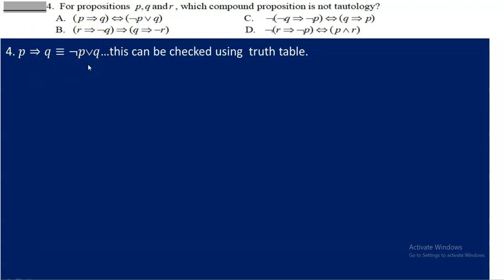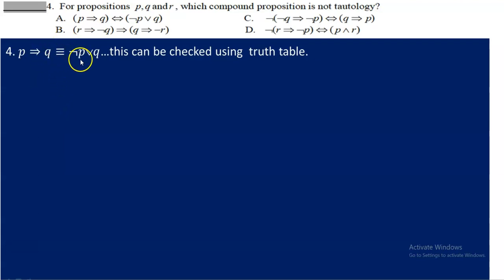These can be easily checked or proved using a truth table. Prepare a truth table for P implies Q, and again for negation P or Q. Believe me, you will obtain identical output. You can even verify this by using what? A truth table. You can do it directly. It's a matter of preparing a table with 4 rows.